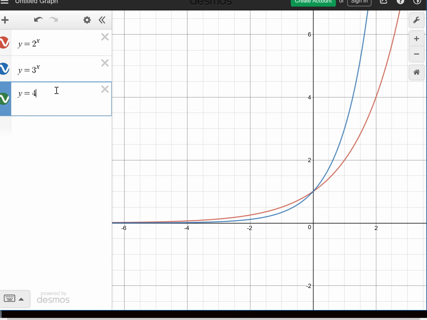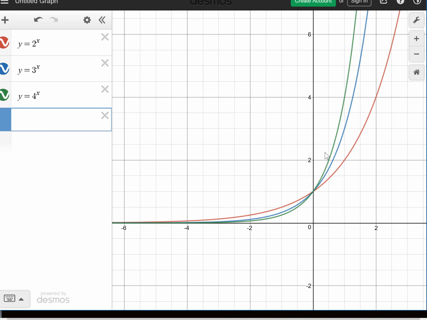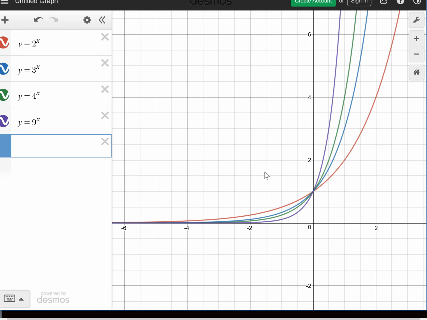If we did y equals 4 to the x, again, you see the green there, it grows faster than even the other two, and it's going to go even faster here. If I did y equals 9 to the x, it's going to grow faster though. So again, see that purple one there, but depending on my base, it's just going to grow faster.